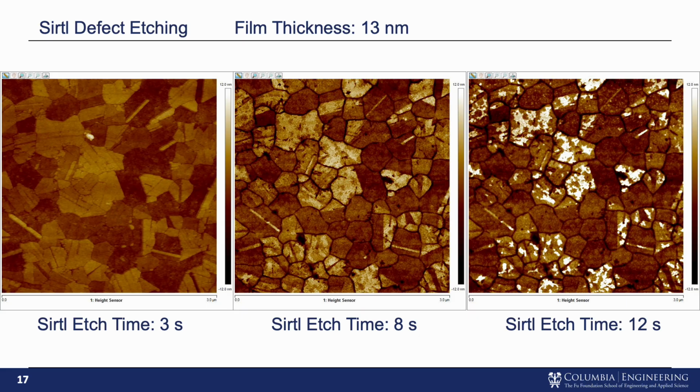As the etching time increases, the contrast between different grains becomes progressively stronger. At 3 seconds, the surface is relatively smooth with weak height contrast. At 8 seconds, grain boundaries and internal features start to become clearer. By 12 seconds, some regions become significantly brighter and rougher, indicating much stronger local etching. This same-area comparison provides the foundation for the following quantitative analysis, where I examine how different microstructural features respond differently to etching.